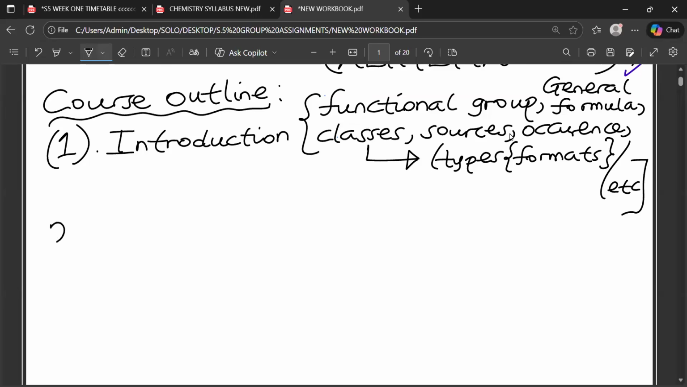Then two, after that introduction, we always go to the nomenclature. You always know we go into nomenclature in a very funny way. And this is what usually takes most of our time.